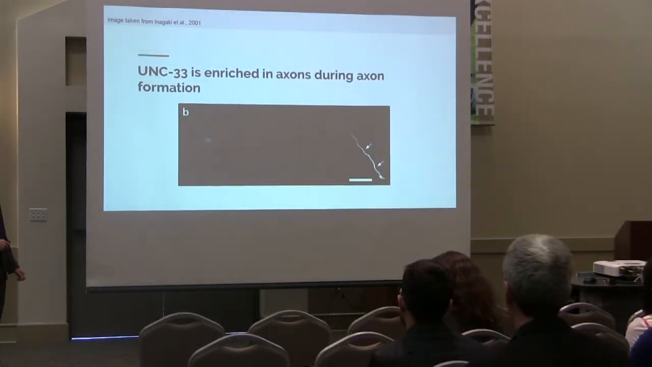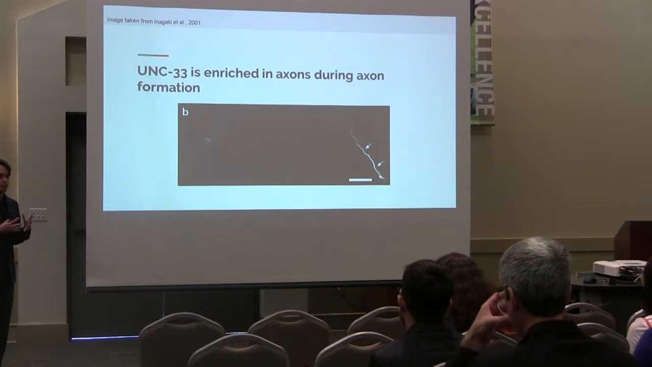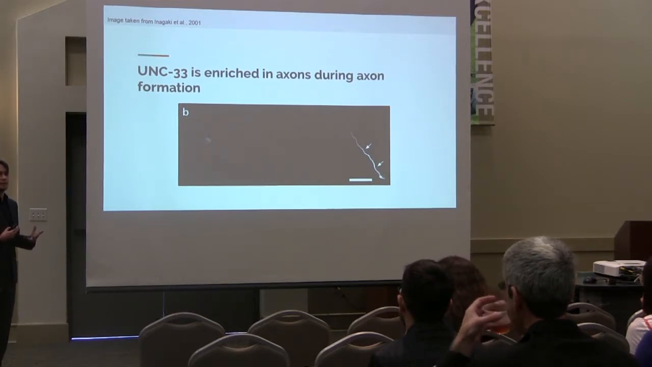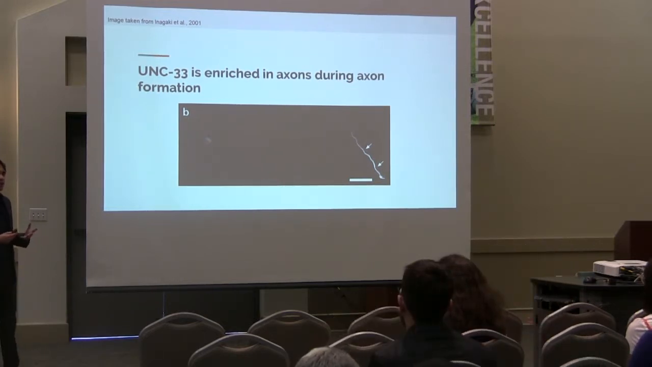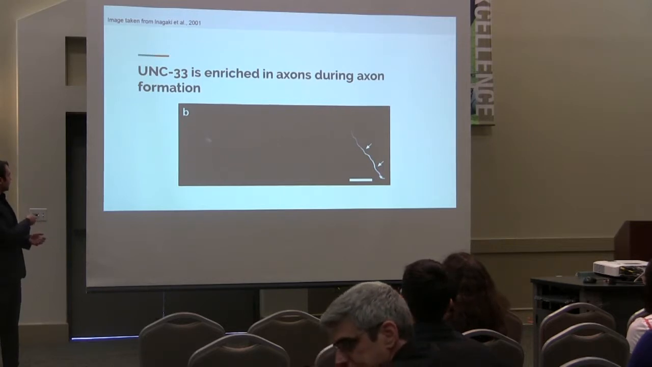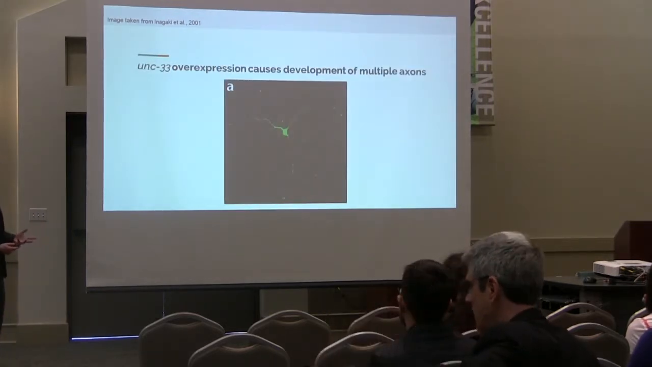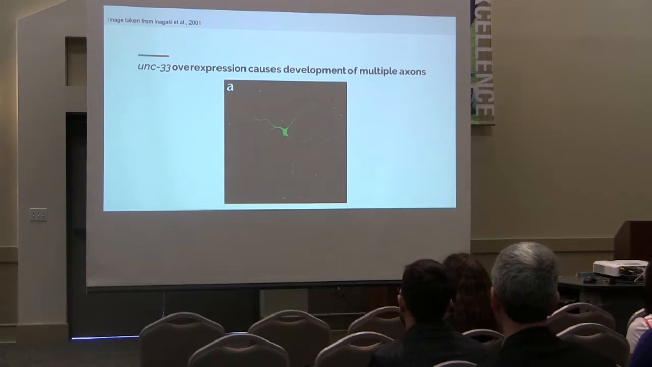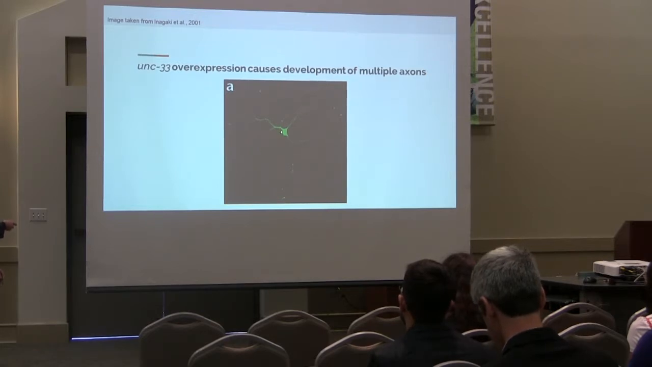So UNC33 is enriched in axons for information. So what they've shown is that it's actually localized there, and they suggest that it plays a key role in that area of the cell, which isn't surprising considering other findings that we've also found. So UNC33 overexpression causes development of multiple axons. So here we have a single cell body, and if you remember I mentioned that neurons are supposed to have one axon. In this you can see that there are multiple protrusions developing from a single neuron.